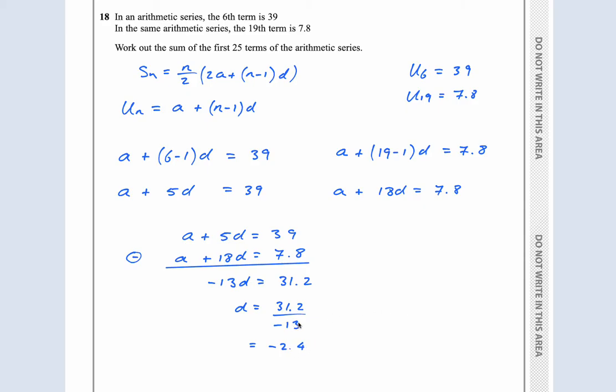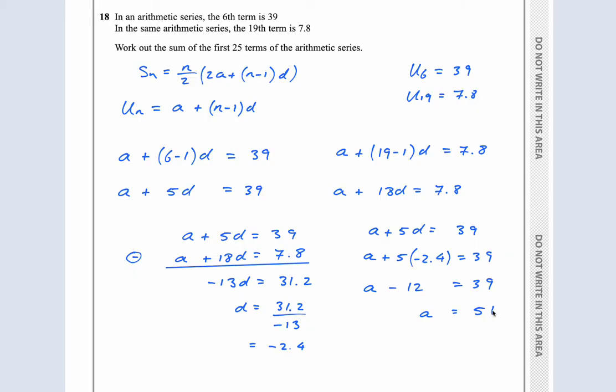Once I have d, I can get a from subbing back into either of the two equations. I'm going to pick the first one. So a plus 5d equals 39. a plus 5 times negative 2.4 equals 39. a minus 5 times 2.4 is actually equal to 12, so it's a minus 12 equals 39. Again, use your calculator. a is equal to 39 plus 12, which is 51.